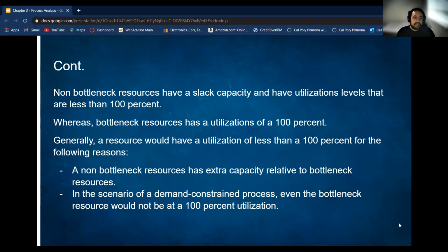So continuing, non-bottleneck resources have a slack capacity and have utilization levels that are less than 100%, whereas bottleneck resources have a utilization of 100%. Generally, a resource would have a utilization of less than 100% for the following reason. A non-bottleneck resource has extra capacity relative to bottleneck resources. In the scenario of a demand-constrained process, even the bottleneck resource would not be at 100% utilization.